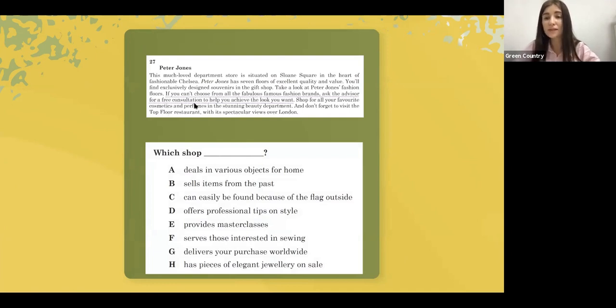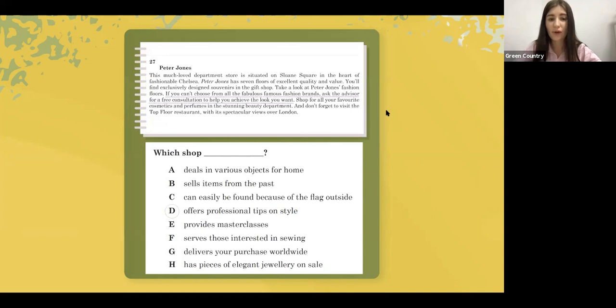Here we can already know that it's something about fashion, something about a consultant at the shop, or maybe some outfit maker, and so on and so forth. We need to choose the best idea for this piece of text. What do you think is correct here? Okay. Good. You're right, it's D. Offers professional tips on style.